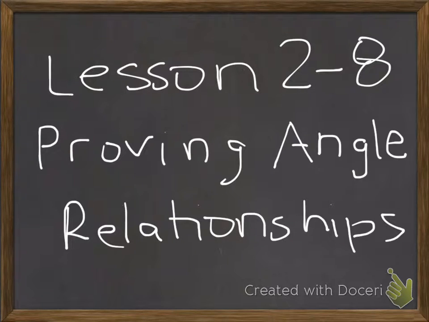Today for geometry we're looking at lesson 2.8 on proving angle relationships. In this lesson there are many new postulates and theorems, and I would make sure that I have my key concepts packet next to me while I do this lesson, because many of the theorems and postulates come from the lesson, which should be in that packet.